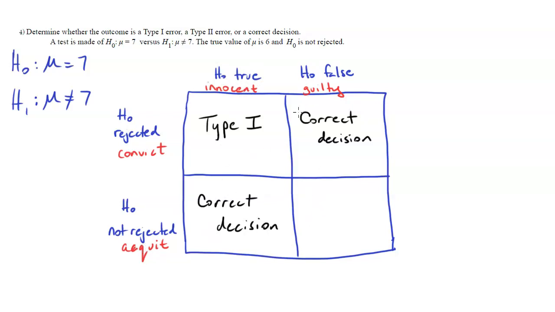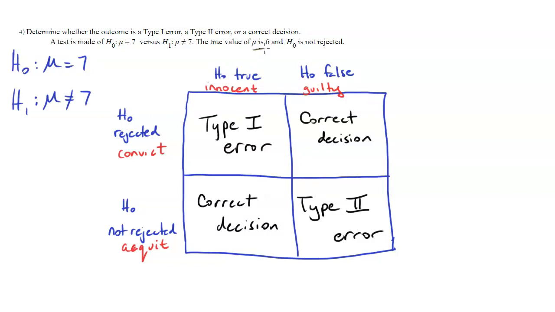But if we acquit someone who's guilty, that's another error. That's a type 2 error. If the null hypothesis is not rejected when the null hypothesis is actually false, type 2 error. So let me write error here: type 1 error, type 2 error. So what we need to do is map this situation to our grid here and see what we come out with.